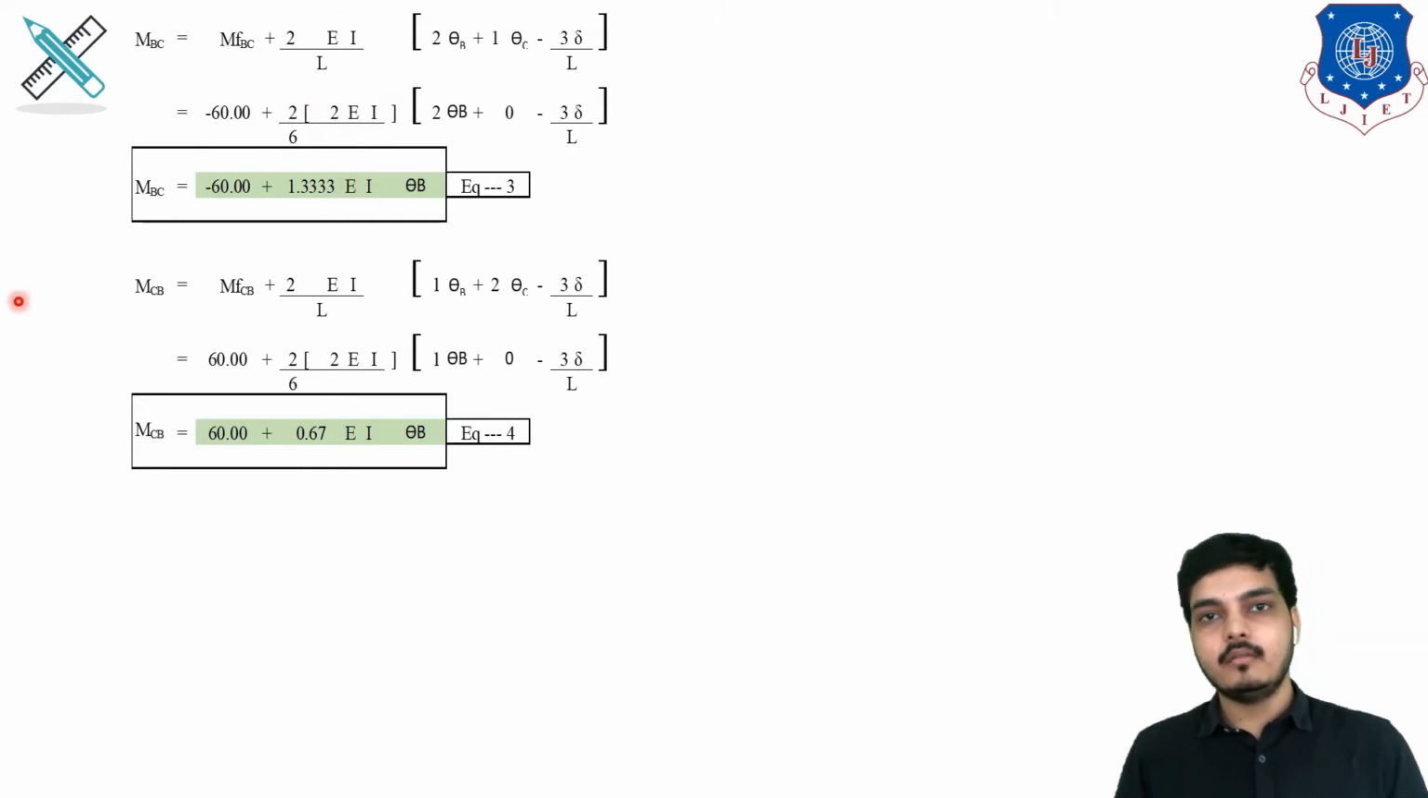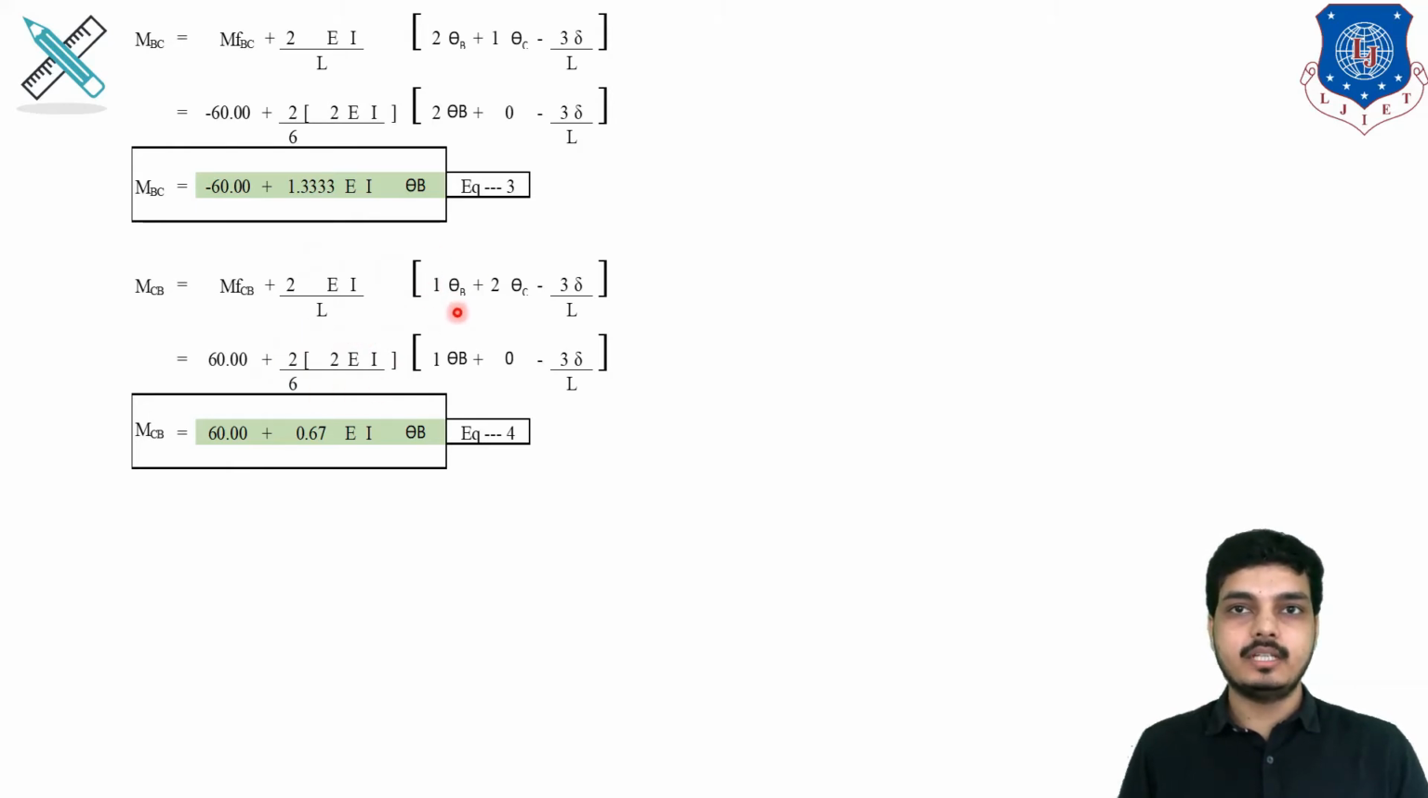In a similar manner, we have to find MCB, the fixed end moment of CB, which is plus 60. The rest will be the same, and in place of 2 theta B, we have to keep 1 theta B because the equation will change. Then we will find this equation number 4. So this was the basic step number 2 of the slope deflection method. We have found the 4 equations for both spans: MAB, MBA, MBC and MCB.